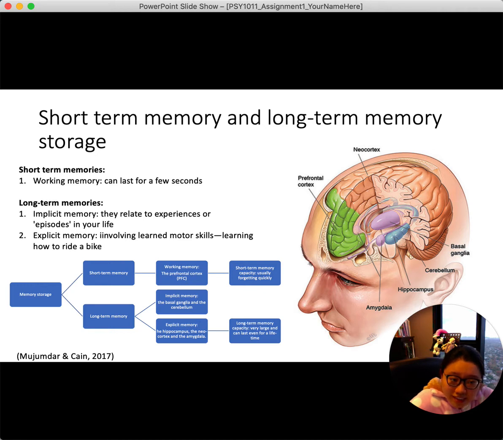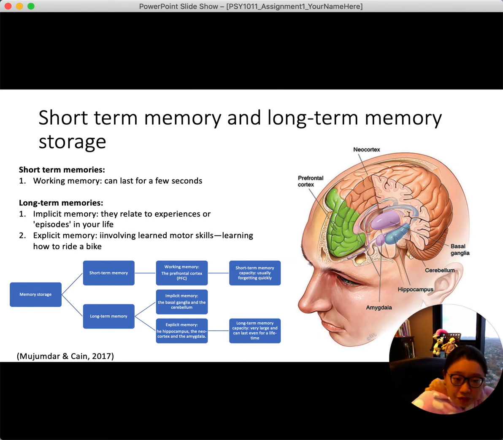Memories can be divided into short-term memory and long-term memory. You can see from the slide here, the short-term memory is also called the working memory. This type of memory can only last for a few seconds or minutes. It is stored in the prefrontal cortex of our brain, and working memory has a smaller capacity compared with the long-term memory. Working memory is usually forgotten really quickly.